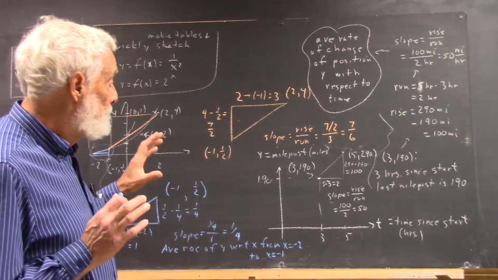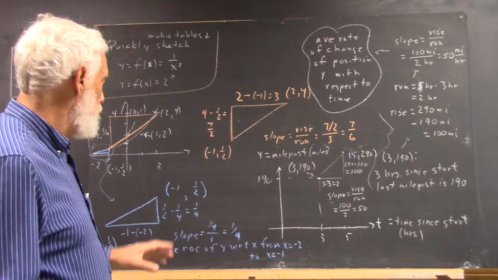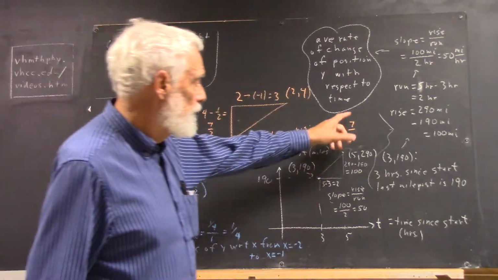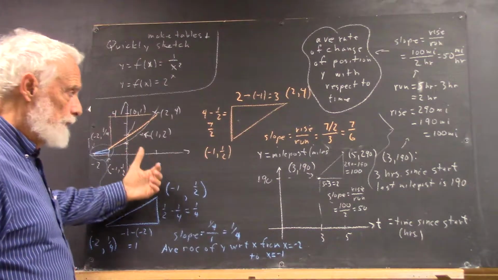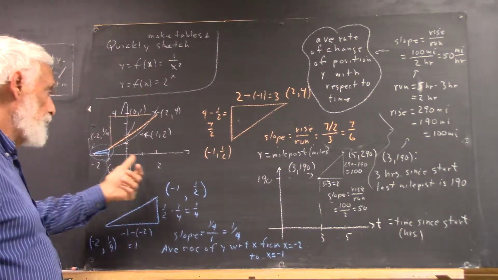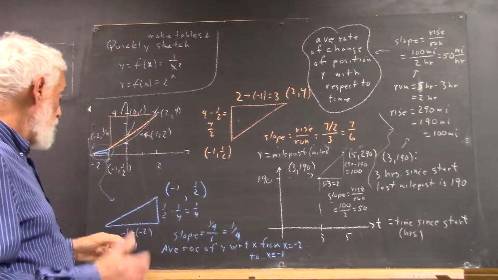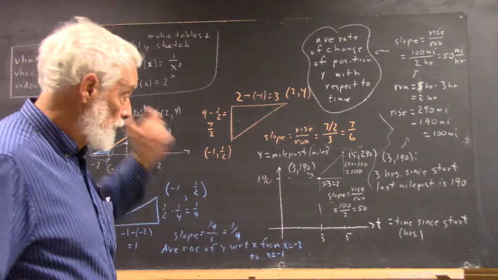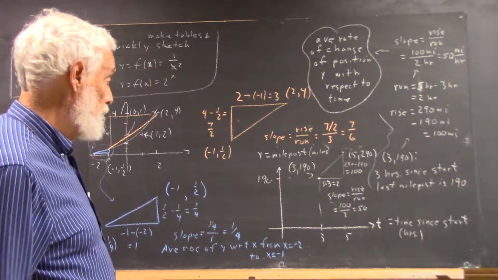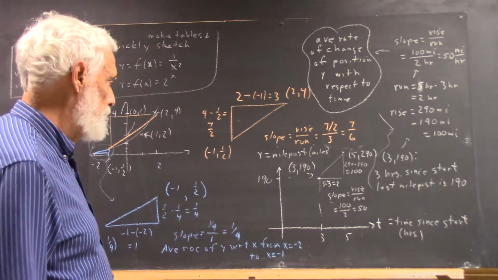Now, this whole average rate of change thing, and of course this 7/6 is the average rate of change of y with respect to x between x equals -1 and x equals 2. You need to get used to that terminology, but you will. You know, we have a section in the book on it, and it's coming up next week, so we want to kind of anticipate that.